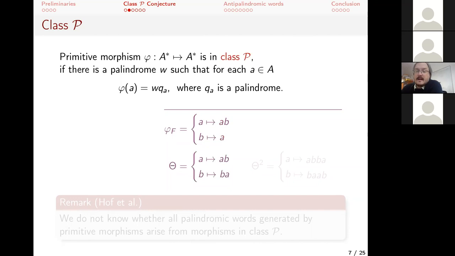Our second example, the Thue-Morse morphism, is not in class P because there is no common prefix of the images of a and b. So it means that if this morphism was in class P, W would be the empty word, but then neither ab nor ba are palindromes. So it doesn't work with the definition. But if you look at the square of the Thue-Morse morphism, the second iteration, it is actually in class P because the image of a is abba and the image of b is baab. So the common palindromic prefix of the images of letters is actually the empty word.